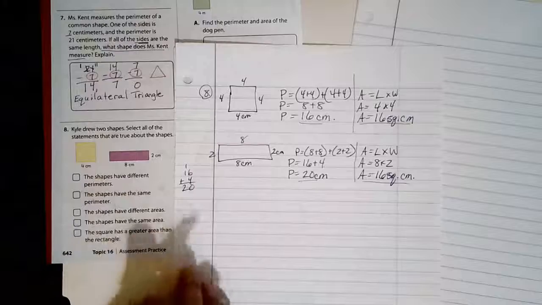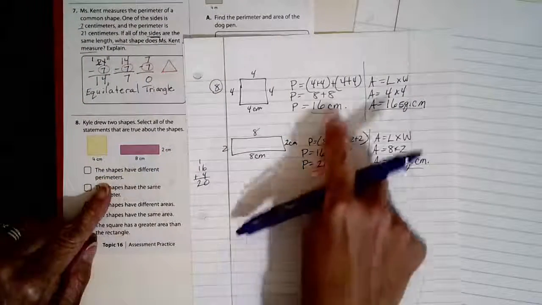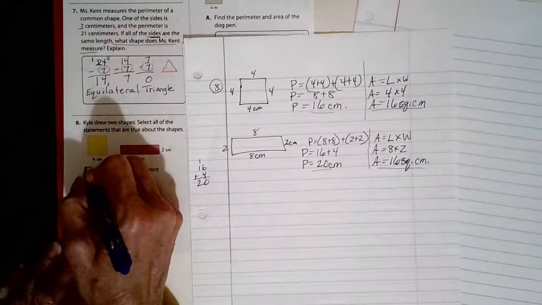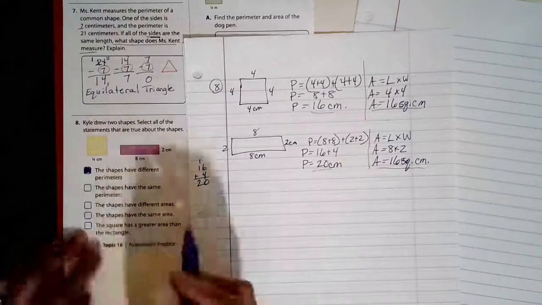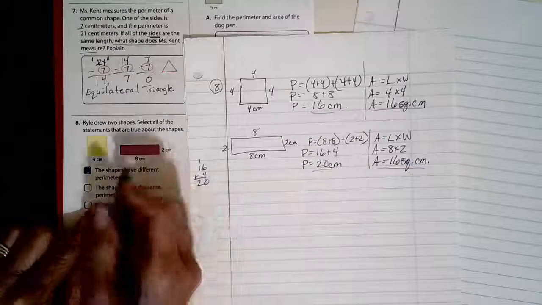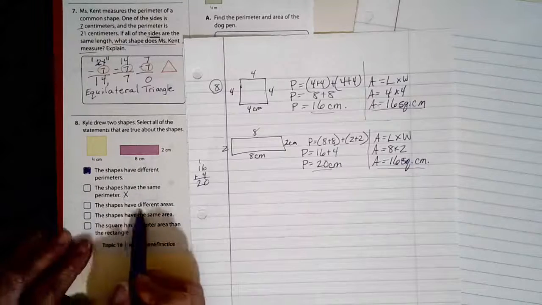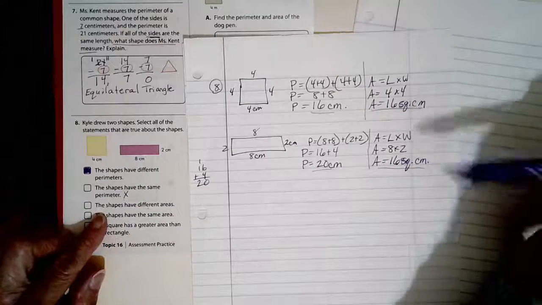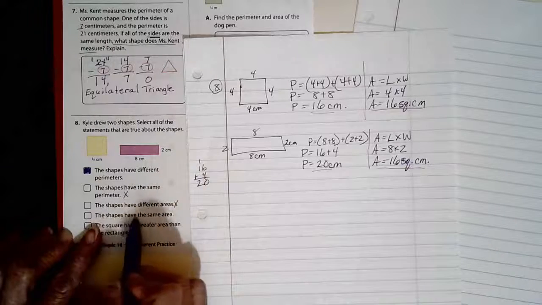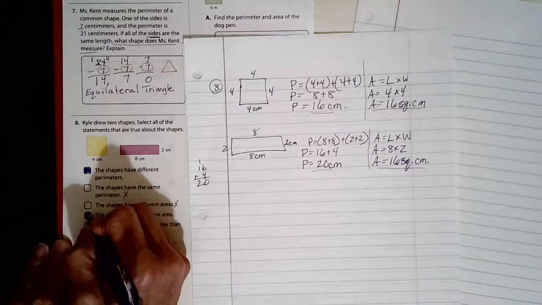Let's check out our questions here. Do the shapes have different perimeters? That's right, they sure do. So I'm going to fill in that first space. The shapes have the same perimeter. Well, we know they don't have the same perimeter. We just said they had different perimeters. So I'm going to put a little X over there. The shapes have different areas. Do they have different areas? No, they have the same area. The shapes have the same area. Yes, the shapes do have the same area.